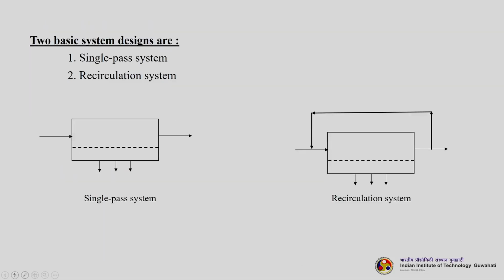So, we have two basic system designs of the membrane. The first one is the single pass system, in which a feed is coming, we get a retentate and we get a permeate. And there is a recirculation system. Feed is coming here, we get permeate here, we get retentate here, and part of the retentate is getting recycled and mixed with feed. This is done for specific applications so as to maintain the feed concentration.